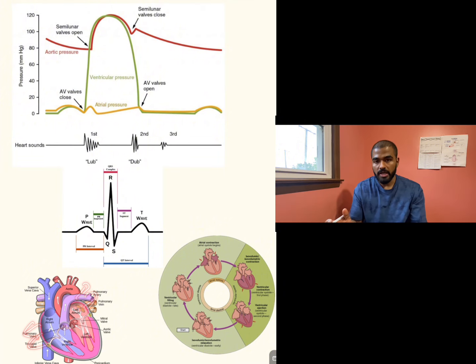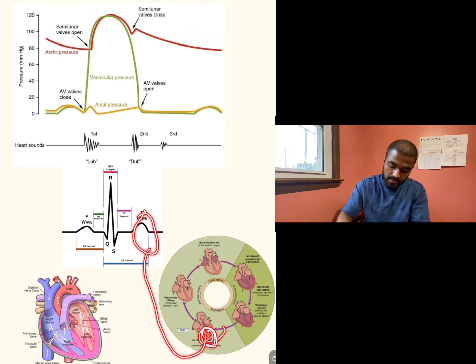But we don't see the atrial relaxation on the EKG because it's happening right when the QRS complex is happening. So it's buried underneath the QRS. So we don't usually see atrial relaxation. And when the atrial relaxation is done, the ventricle starts to relax. And that's going to be your T wave.